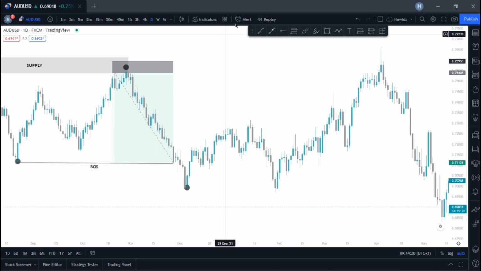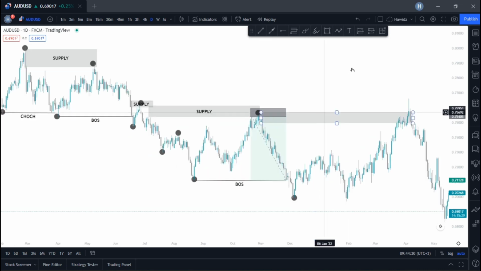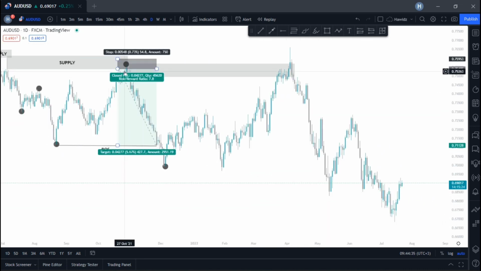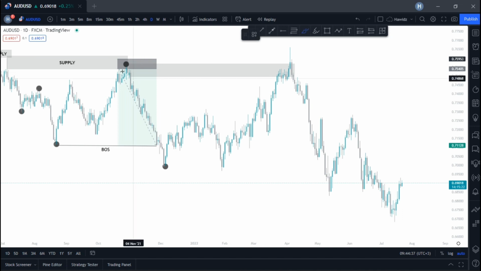A pullback to where? To a certain zone that's probably unmitigated, right? So lo and behold, you have the mitigation of this zone and the absorption of it, right? Because people sold heavily in here, meaning that if people sold here, they have their stop losses resting above this supply zone, right?